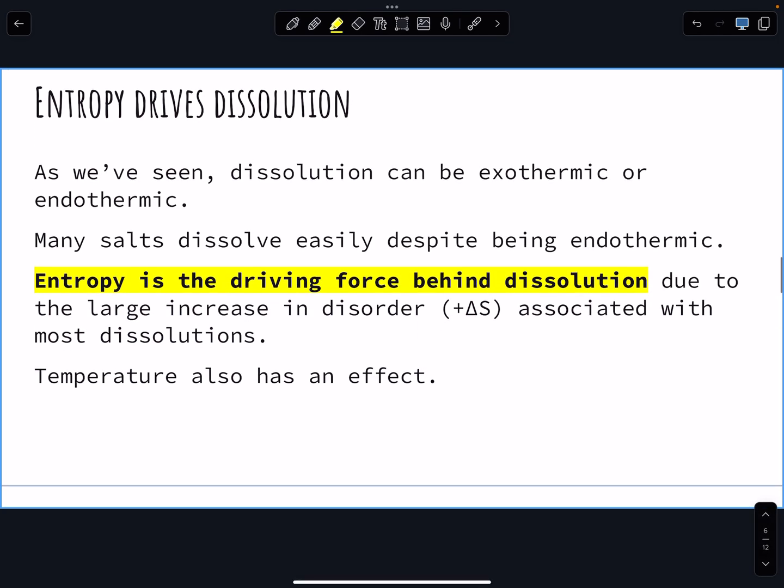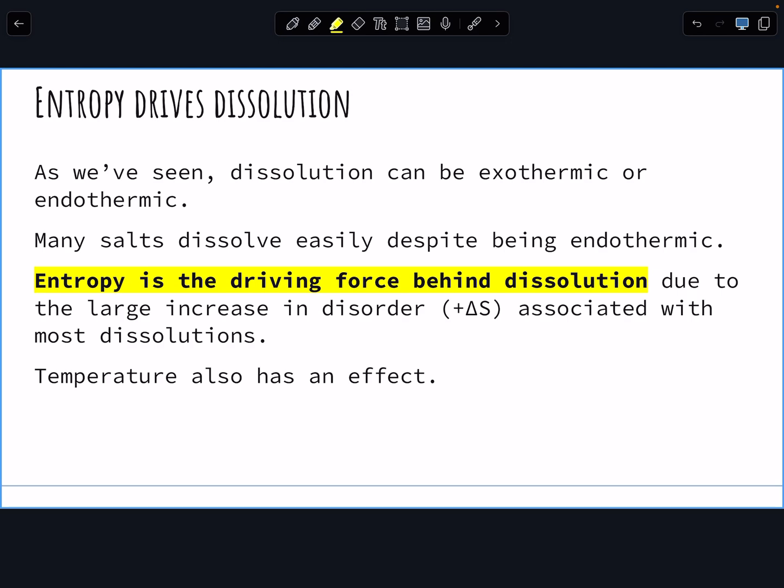So entropy in general is going to drive that dissolution. As we've seen, dissolution can be exothermic or endothermic, right? We tested all the salts for the hand warmer lab. Most salts generally will dissolve pretty easily, even if they are endothermic. And the reason is because entropy is the driving force behind the dissolution, not the enthalpy, because it wants to move towards disorder. That's why even the salts that, in your hand warmer lab, were endothermic and had to have energy pulled from the surroundings to dissolve, they still dissolved. I didn't have to heat it up for the most part to get it to dissolve, because it wants to go towards entropy.